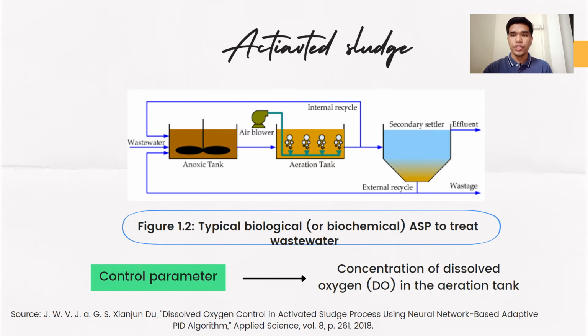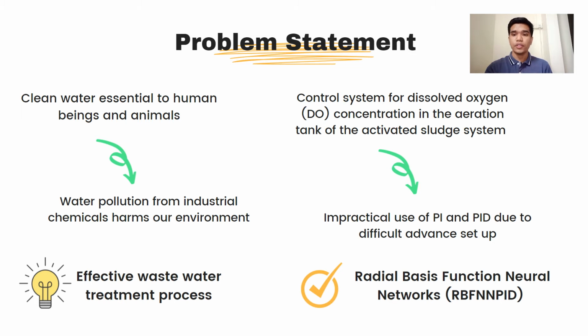Our focus for this project is the control system for the activated sludge system, which falls under the secondary treatment process. The main control parameter for the system is the concentration of dissolved oxygen (DO) in the aeration tank. This project focuses on wastewater treatment as clean water is essential to human beings and animals. Water pollution from industrial chemicals harms our environment.